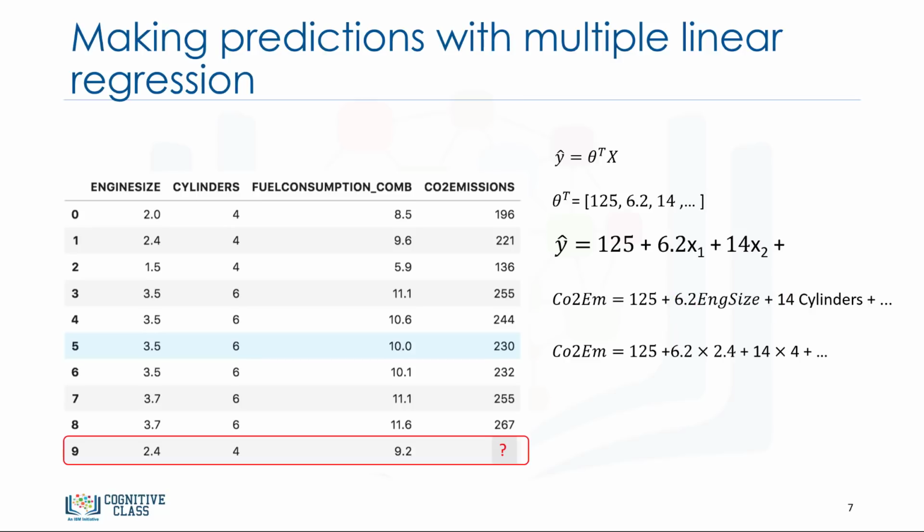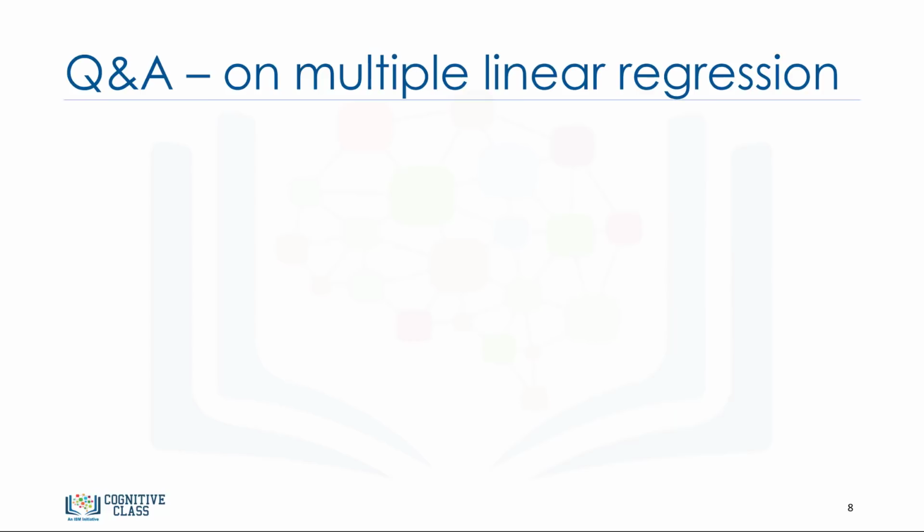Now, let's plug in the 9th row of our data set and calculate the CO2 emission for a car with the engine size of 2.4. So, CO2 emission equals 125 plus 6.2 times 2.4 plus 14 times 4, and so on. We can predict the CO2 emission for this specific car would be 214.1.